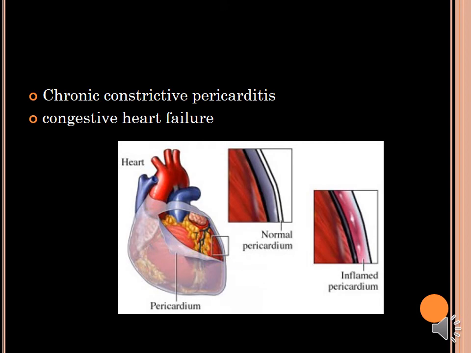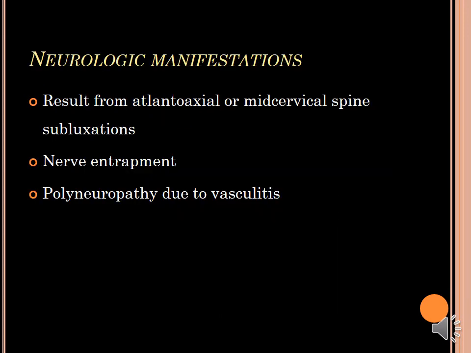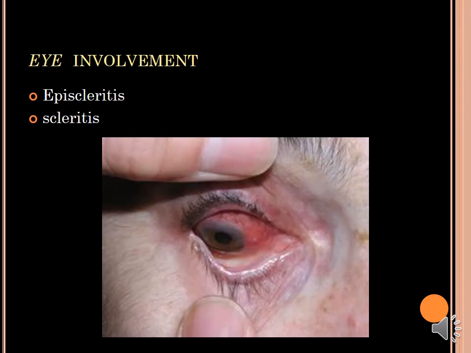Chronic constrictive pericarditis and congestive heart failure are the other complications of rheumatoid arthritis with inflamed pericardium. Neurological manifestations result from atlantoaxial or mid-cervical spine subluxations, nerve entrapment, polyneuropathy due to vasculitis, as already discussed in detail in previous slides. Eye involvement: episcleritis and scleritis.